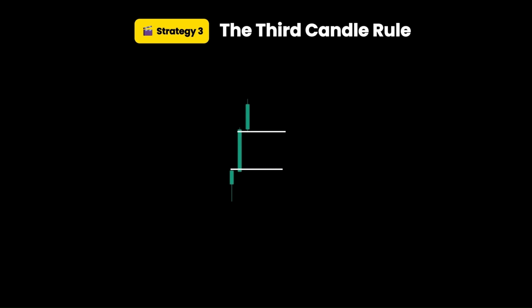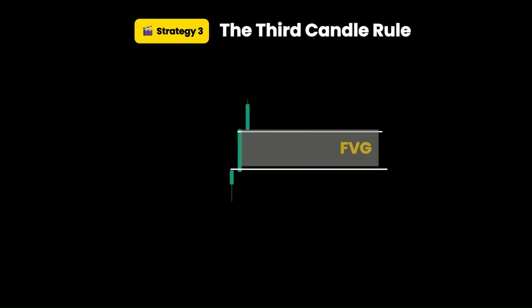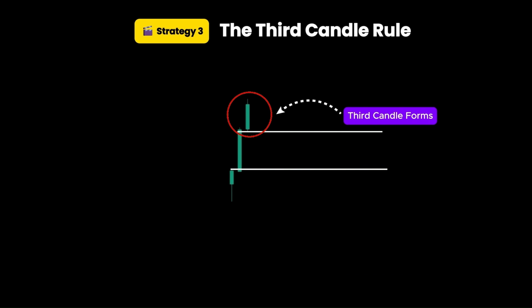So whenever you spot a bullish FVG forming, make sure the third candle is also a strong bullish candle. This gives you a confirmation that the FVG is valid and strong, and increases your chances of a successful trade.